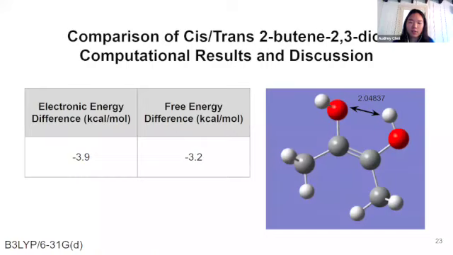And so you could see there was a more significant difference between the cis and trans molecule, and the negative just shows that the cis molecule was more stable than trans. And I also measured the distance between the oxygen and the hydrogen, which is within the distance that a hydrogen bond can occur.